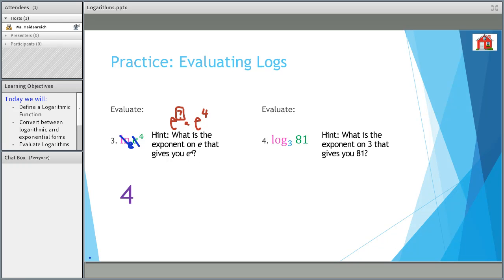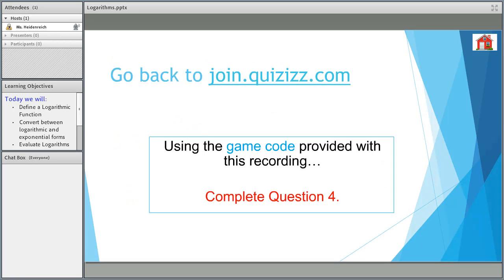Okay, and then lastly for number 4, you should have been thinking, what's the exponent on 3 that would give me 81? And you have to go off and count it up, 3 times 3 a bunch of times, and it turns out that 3 to the 4th equals 81. All right, so we have finished that objective, and you're ready for question 4 with evaluating logarithmic expressions.